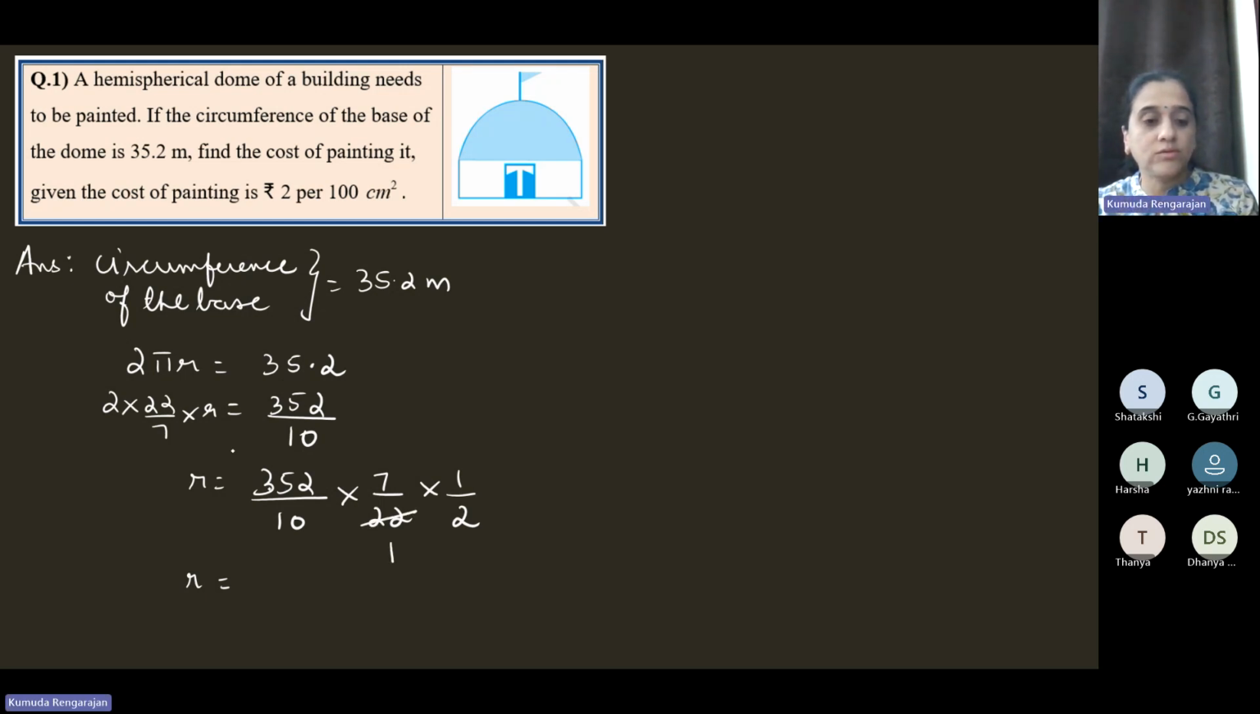So 22 ones are 22, how many times? 16 times. 2 eights are 16. So 8 sevens are 56. 56/10, just 5.6 meters. Got this?